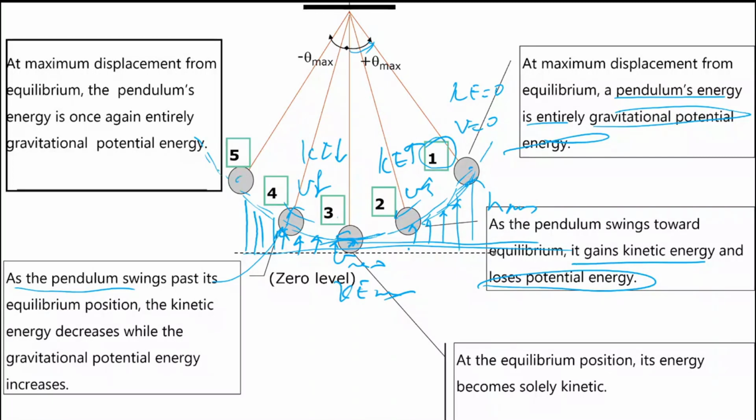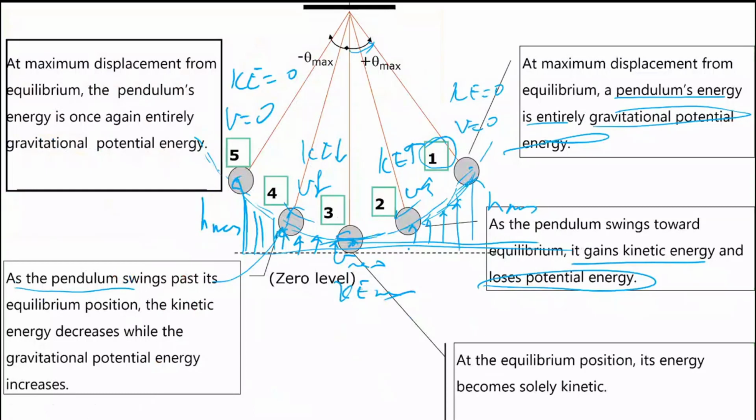And finally, at position 5, it is another maximum displacement. Here the pendulum bob stops. That's why kinetic energy becomes 0, but gravitational potential energy gets its maximum value at maximum displacement. This is how gravitational potential energy and kinetic energy of the pendulum's bob change as it is swinging back and forth about the equilibrium position.